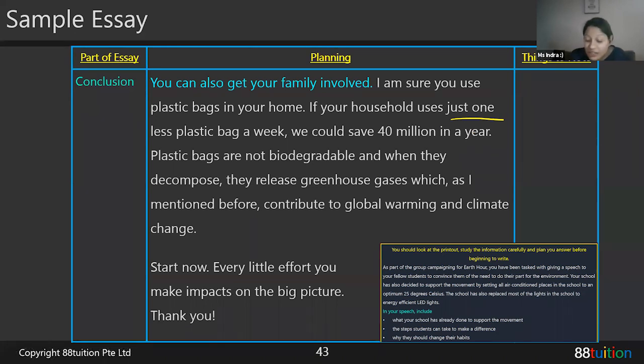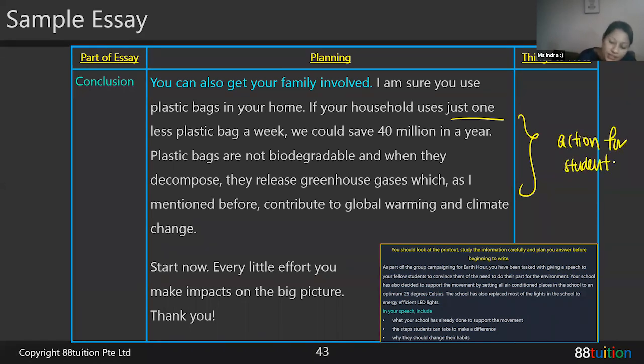Plastic bags are not biodegradable, and when they decompose, they release greenhouse gases, which, as I mentioned before, contribute to global warming and climate change. Start now. Every little effort you make impacts on the big picture. Thank you. So basically, this is another call to action.